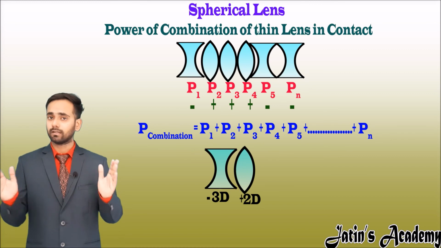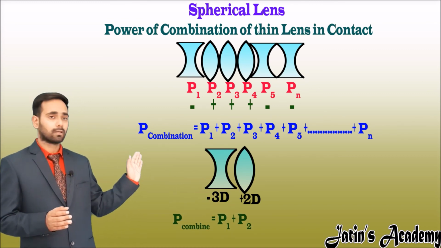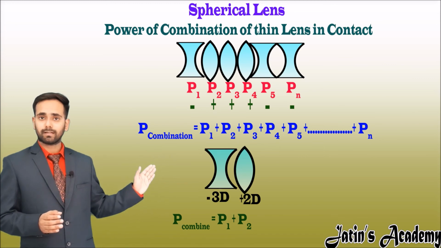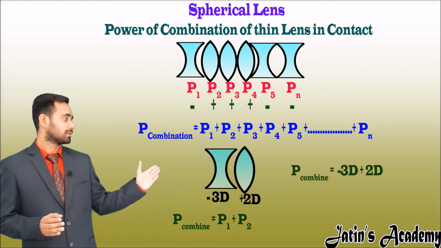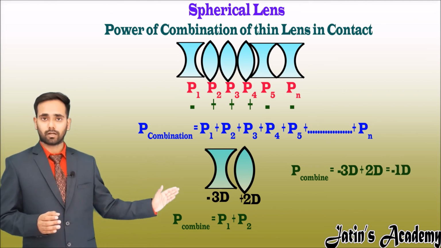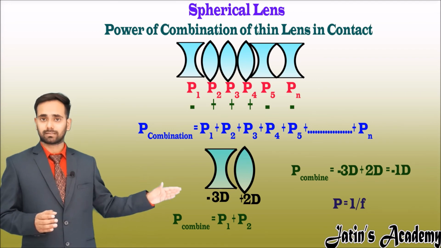Now find the resultant power of the lenses. So the power is nothing but P1 plus P2. Here P1 is minus 3 diopter and P2 is plus 2 diopter. So the resultant is minus 1 diopter. From this you can also calculate the focal length if asked in the question.